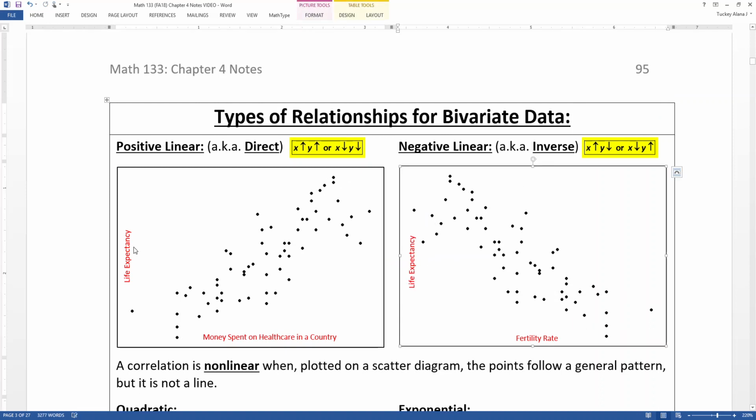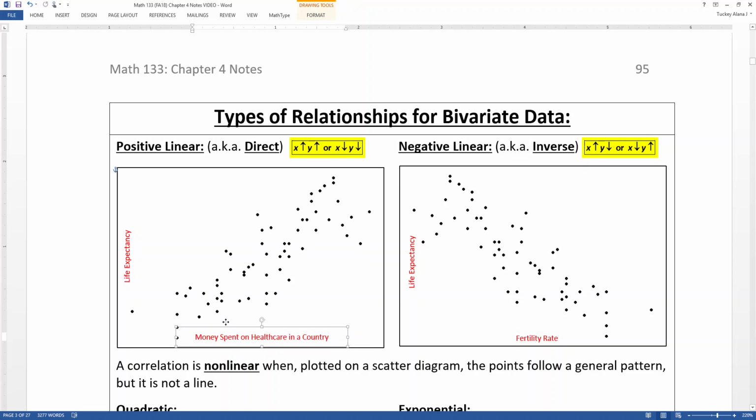So what's something else that could affect life expectancy, but in a different way? So in a more positive way, we have to think of something that we could increase, and as we increase it, life expectancy increases. So if we increase how much money we spend on healthcare in a country, for example, well, I would imagine that the life expectancy will also increase.